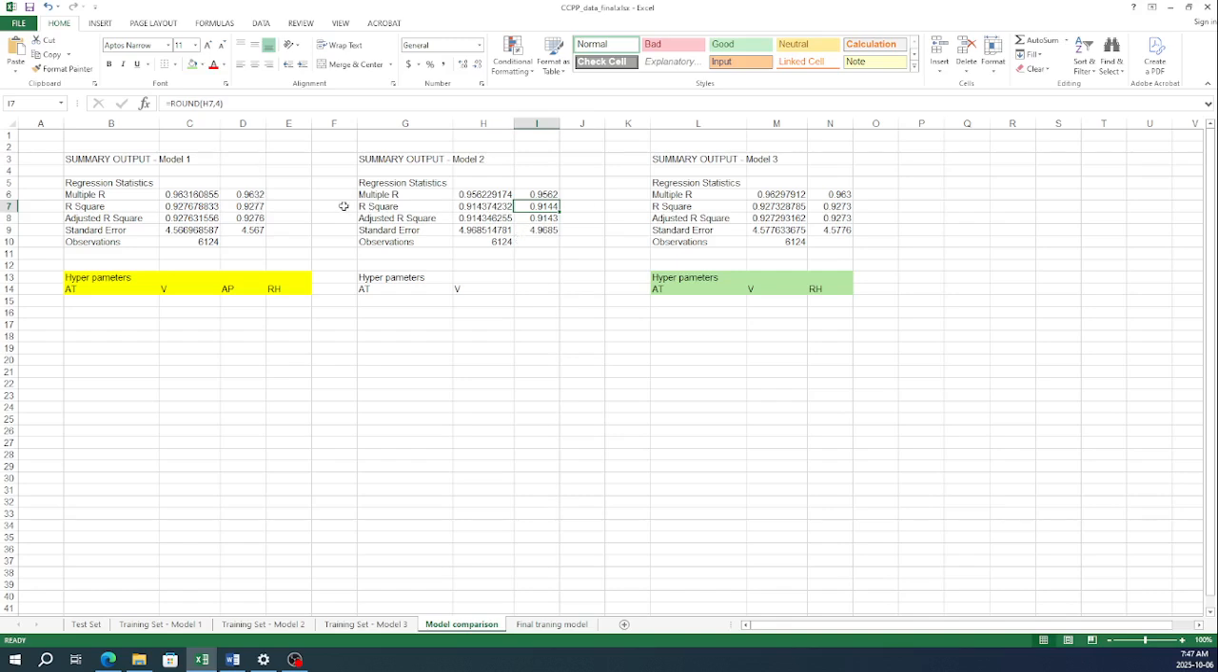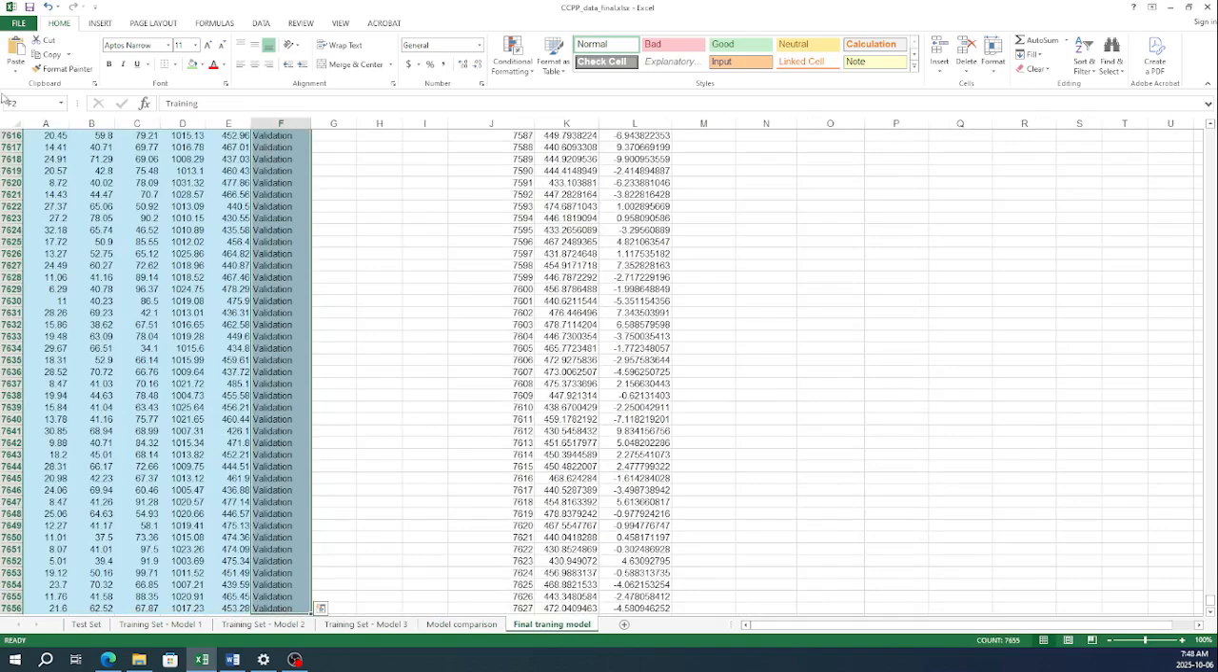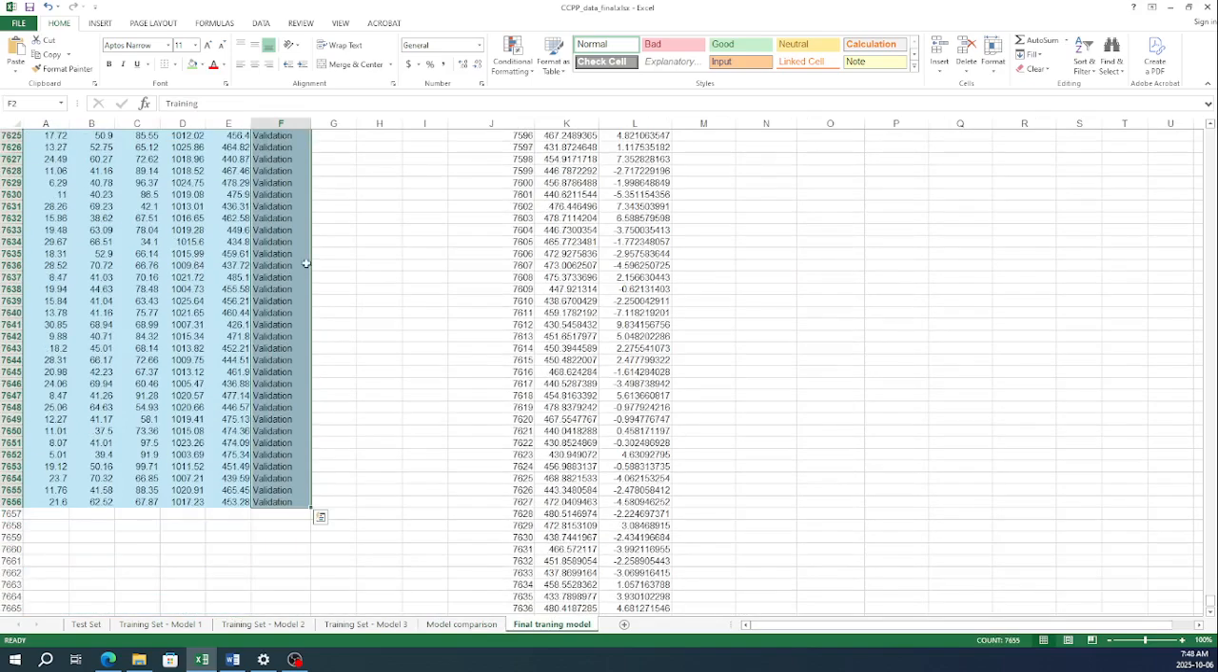So I selected model 3, because its correlation is closely related to model 1, close to 1. The R squared is also very close, and it uses fewer hyperparameters, so I think it's simpler to use. In the final step, I do a final training using both the training and validation data.